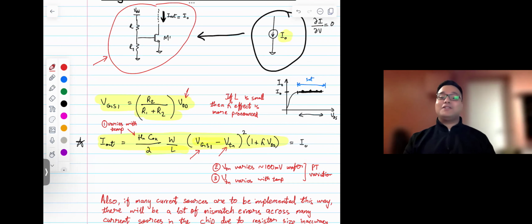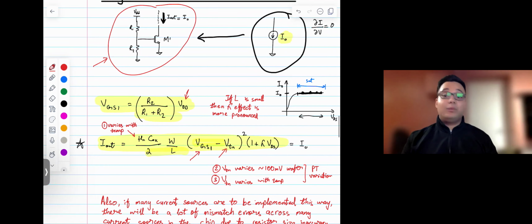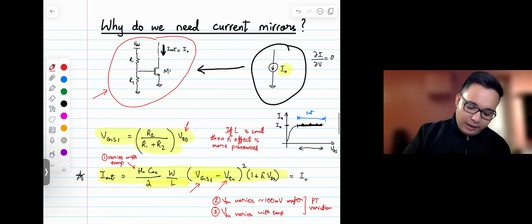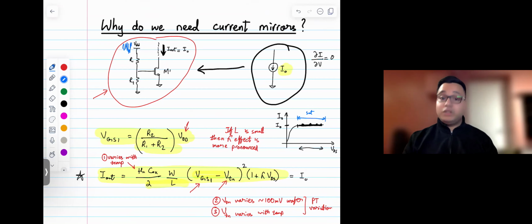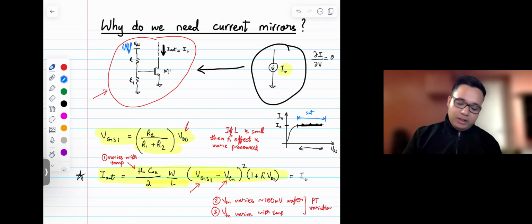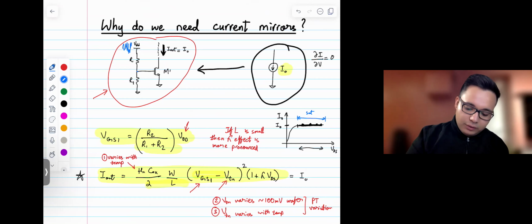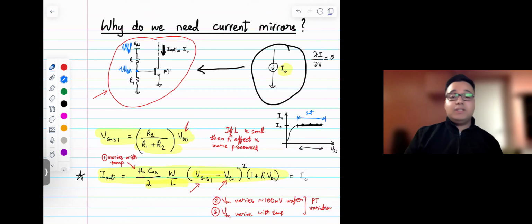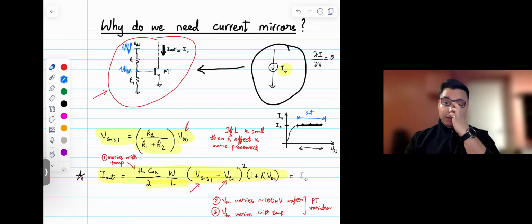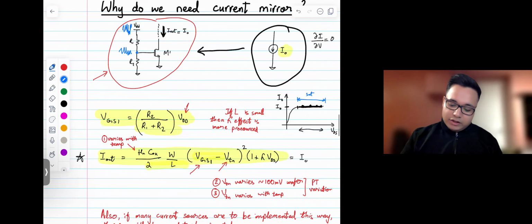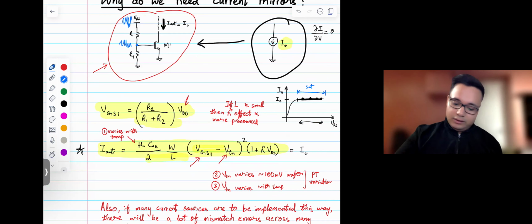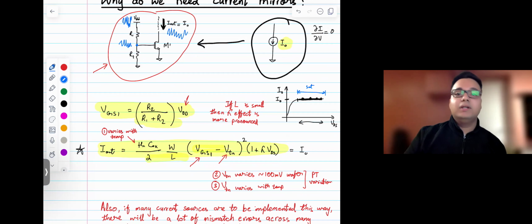Another thing, VGS also depends on VDD. So you might think VDD is constant, but imagine this scenario. If VDD has a bunch of noise, which is actually something that's common, supply rails have noise. And so if there's noise on VDD, then this node will also have noise, right? And if this node has noise, that means your VGS is noisy. And so if VGS is noisy, then the output current here would be noisy.